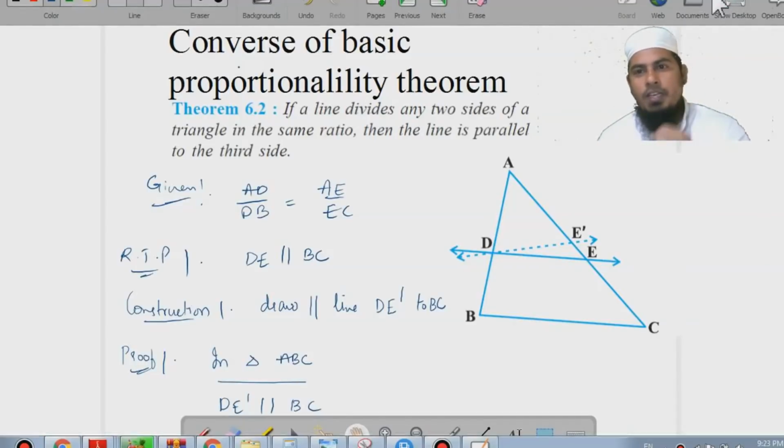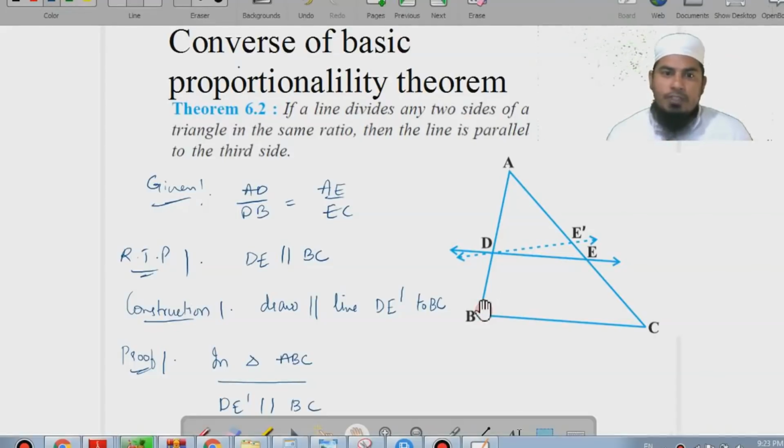Welcome. In this video lesson we are going to learn the converse of the basic proportionality theorem and its proof. Let us understand the statement. If a line divides any two sides of a triangle in the same ratio, in a triangle ABC, there is a line which divides the two sides in the same ratio, that is AD by DB is equal to AE by EC. It is given in the statement. Then the line is parallel to the third side. The theorem tells that DE is parallel to BC.